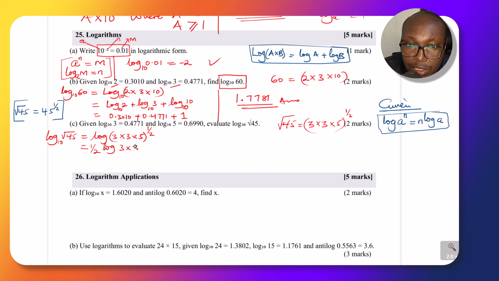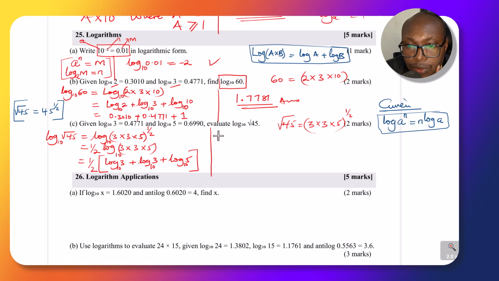3 times 5. Don't forget the base. The base is 10. So then from here, we have a half, then multiply by, you can split these to have logarithm of 3 plus logarithm of 3 plus logarithm of 5. All these are to the base of 10. Don't forget that.